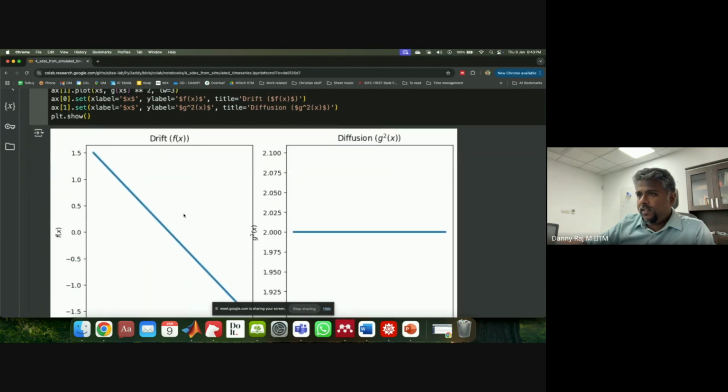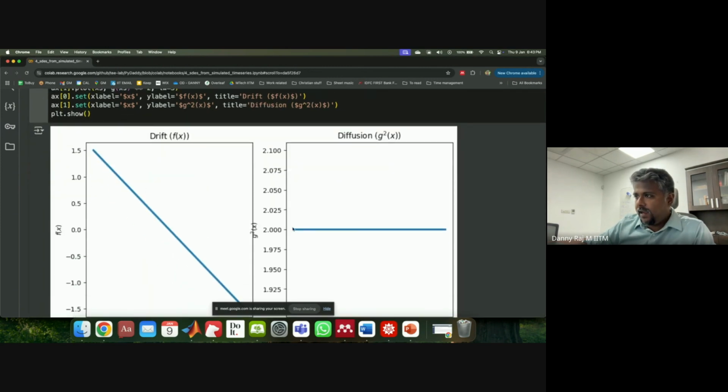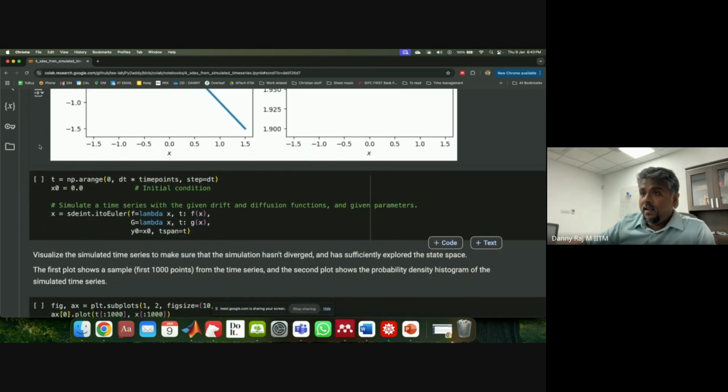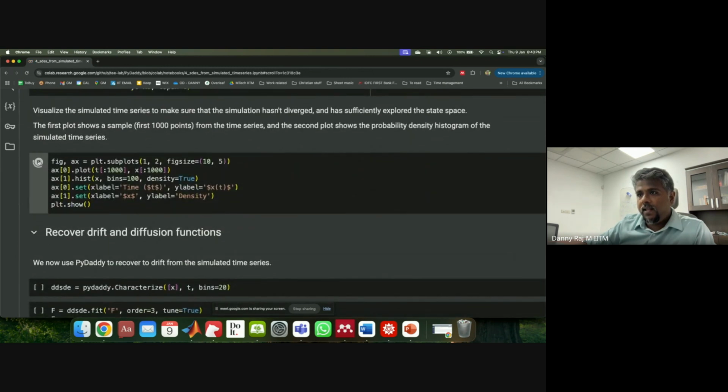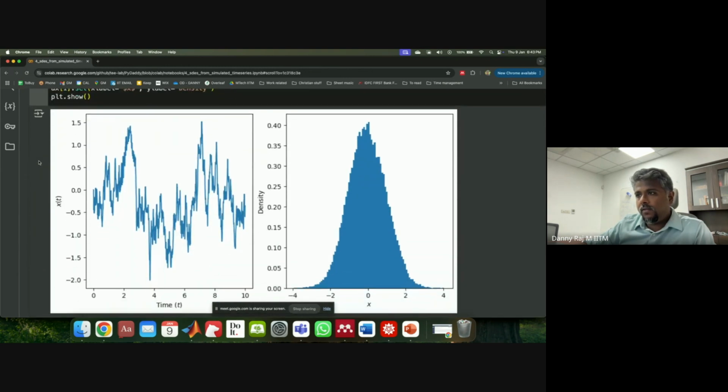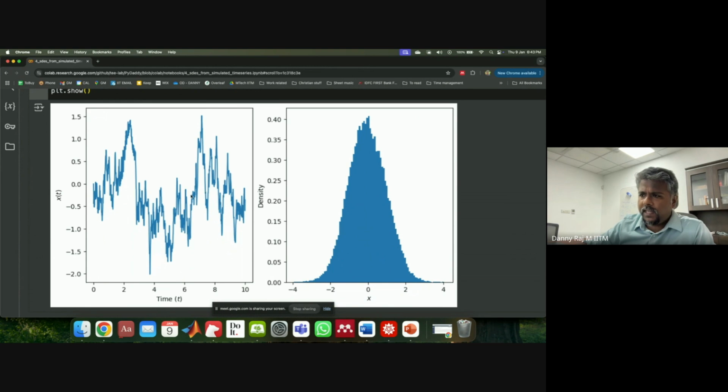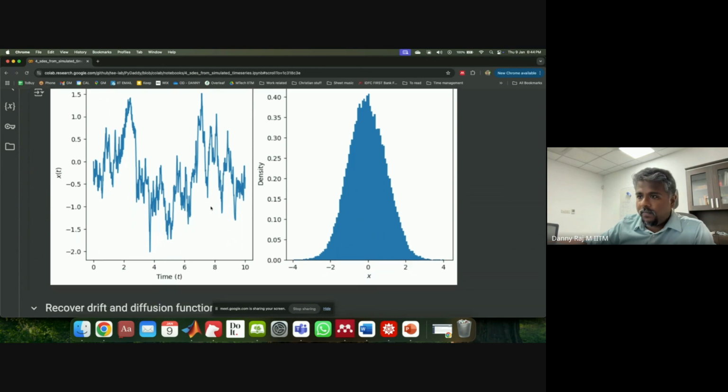The actual drift is minus x, and g square is 2 because g is root 2. All right. So this is the simple SDE. Now you simulate the SDE using an SDE integrator for enough time. Yeah, done. And then you plot how that looks. So this is the time series for a selected time. And then this is the distribution. So it's mostly the mode is around 0 and it's distributed about it.